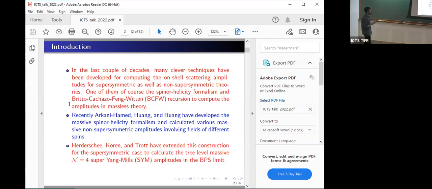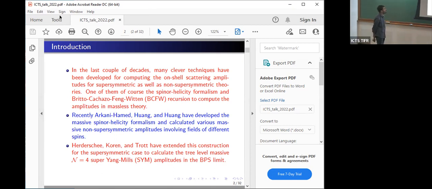We know that in the last couple of decades many clever techniques have been developed for computing on-shell scattering amplitudes for supersymmetric as well as non-supersymmetric theories. One of them, of course, is the spinor helicity formalism, and by Britto, Cachazo, Feng, Witten, known as BCFW recursion, to compute the amplitudes in massless theory.